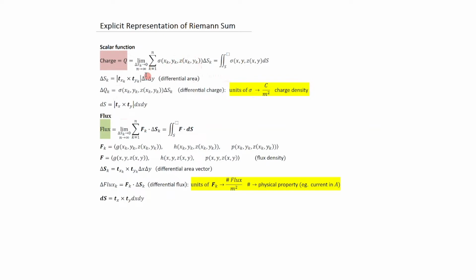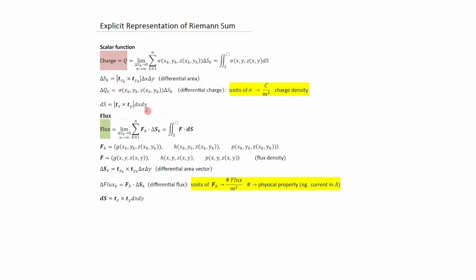In the limit, basically, as you make the surface area elements smaller, and you need more of them to fill out the space, this in the limit becomes the double integral of sigma x, y, z, where z is valued at xy, dS. Delta s_k in this case will be the magnitude of t_xk cross t_yk, delta x, delta y, and the differential charge associated with a specific surface area element now will be sigma of x_k, y_k, z evaluated at x_k, y_k, times delta s_k. So this is a differential charge. And again, the units of sigma are coulombs per meter squared, which is the charge density. In the limit, delta becomes d. So this dS is the magnitude of t subscript x cross t subscript y.